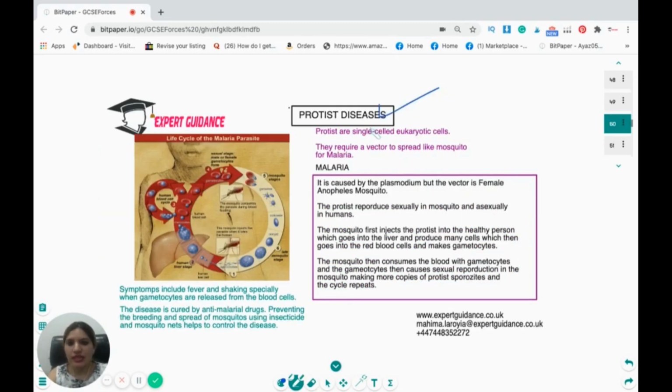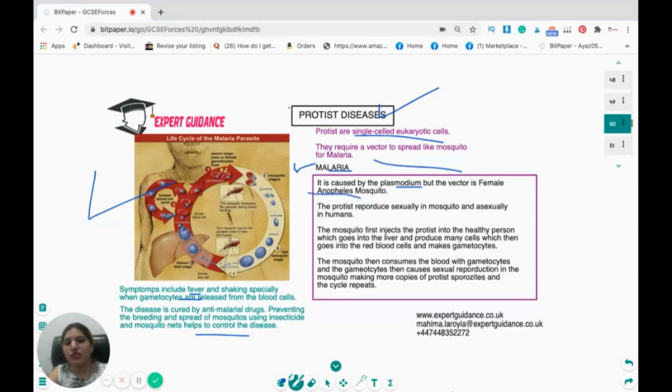The protist disease: protists are single-celled eukaryotes, and you just have malaria in your syllabus. They require a vector called the mosquito. Symptoms of malaria include fever and shaking. The disease is cured by anti-malarial drugs and by preventing the growth of mosquitoes using insecticides. Malaria is caused by Plasmodium, but the vector is the female Anopheles mosquito.